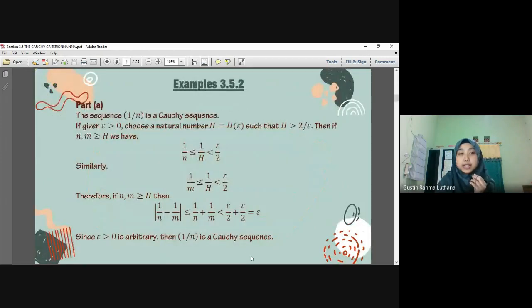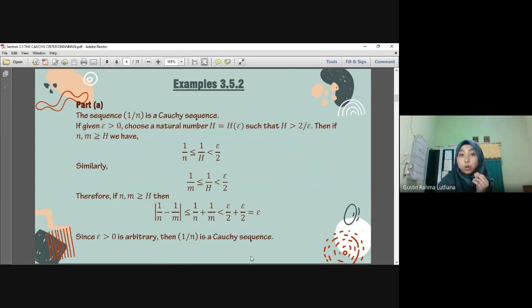And this is the first example, for part A. The sequence 1 over n is a Cauchy sequence, and we have to prove it. Here is the proof. Given epsilon greater than 0, choose a natural number H = H(epsilon) such that H is greater than 2 over epsilon. Then, if n, m are greater than or equal to H, we have 1 over n is less than or equal to 1 over H, which is less than epsilon over 2.